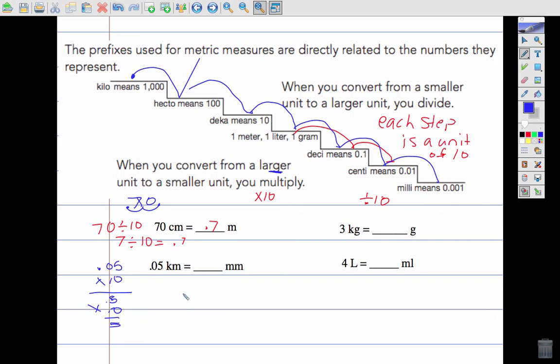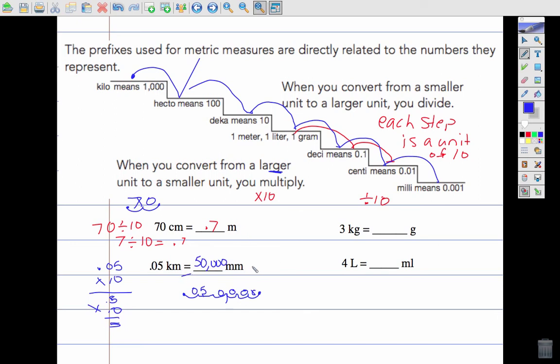But like I showed you before, we can just move our decimal place. So if I have 0.05, I'm going to move my decimal place 6 places to the right. So I'm going to go 1, 2, 3, 4, 5, 6. That's where my new decimal point's going to go. And each time I moved it, I had to add a 0. So I'm going to have 4 zeros and a 5, and then I'm going to put my decimal place. So I'm going to have 50,000 millimeters. And that's how we're going to convert that.